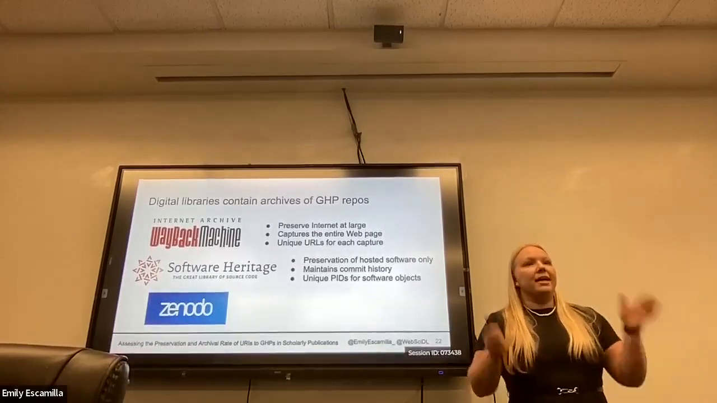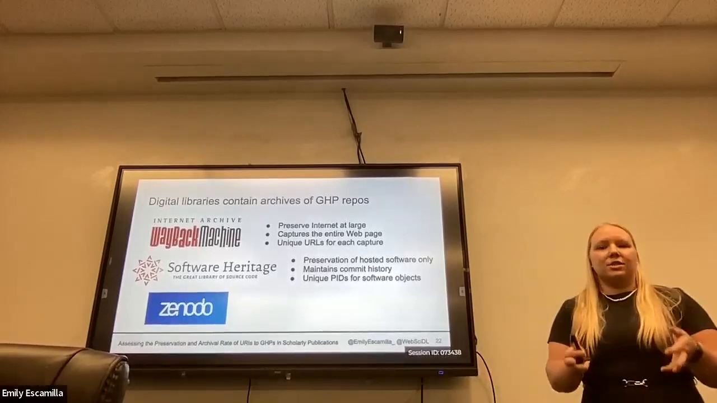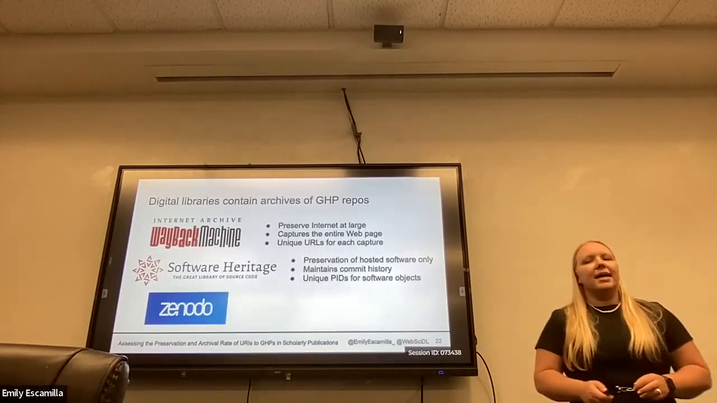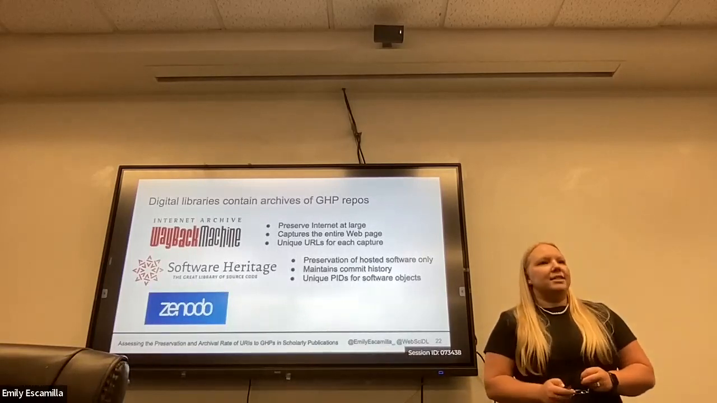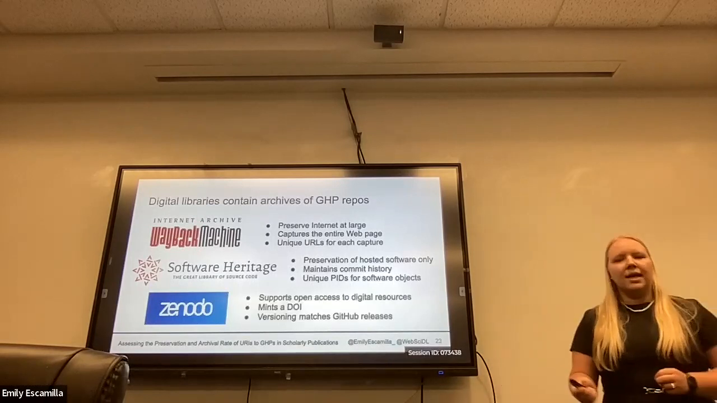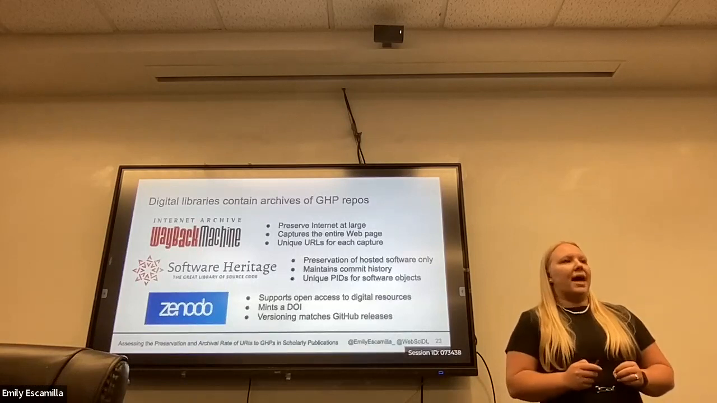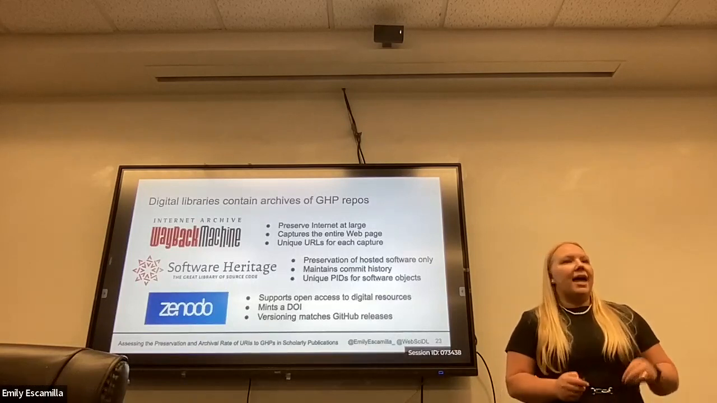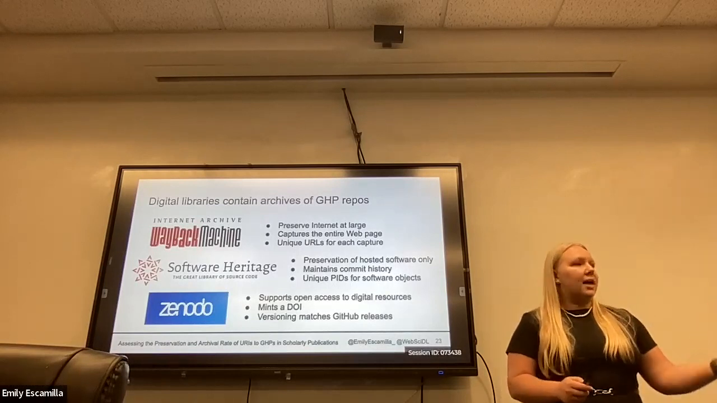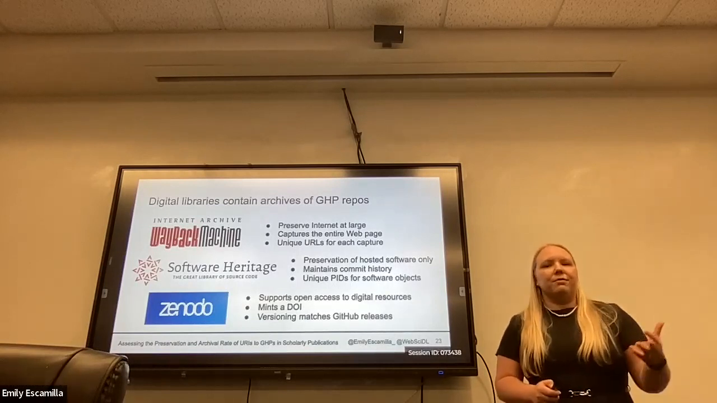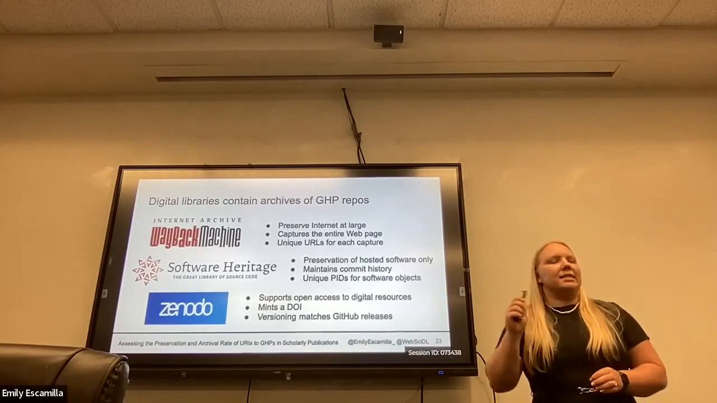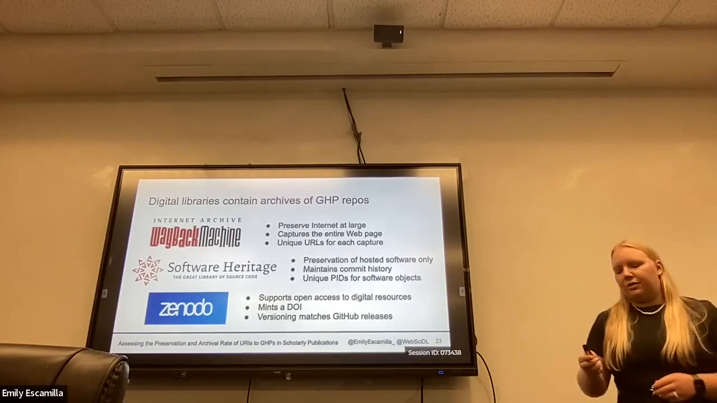Second is Software Heritage. Unlike the Internet Archive, they are solely focused on preserving software products. They maintain the commit history that we find within Git, and they create unique PIDs, permanent IDs, for software objects that they are hosting. And then lastly, Zenodo supports open access to digital resources, and they are really popular in the scholarly community because they mint a DOI, or a digital object identifier, for each of their digital resources. And their versioning matches the GitHub releases that you would see within the repository.